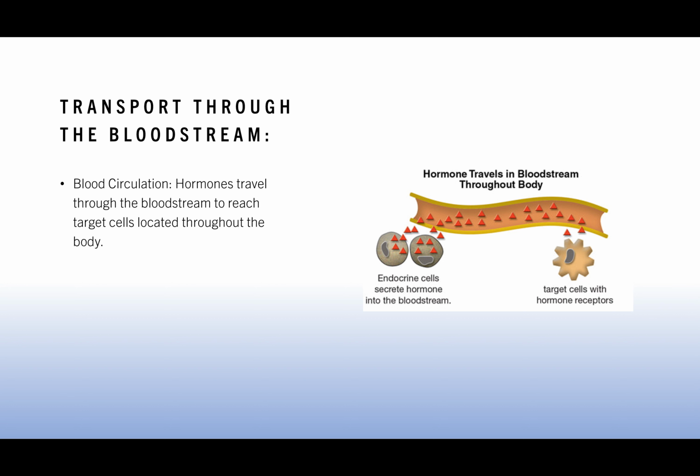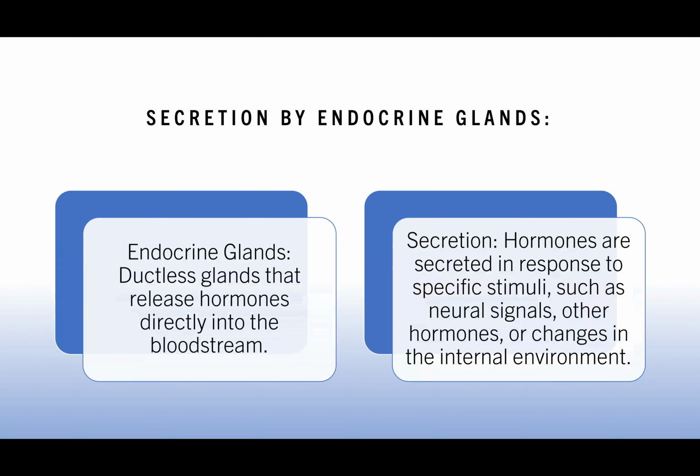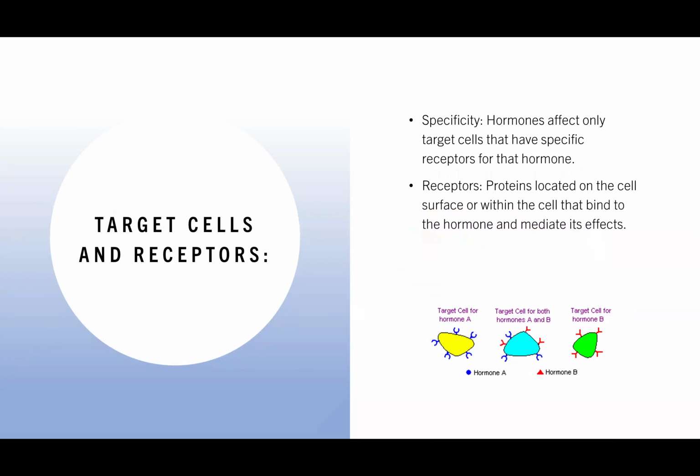Transport through the bloodstream: we know that hormones travel through the bloodstream, so it actually takes longer than nervous responses, but they tend to be much stronger than nervous responses. We're going to be looking at that. Hormones travel through the bloodstream to reach the target cells located throughout the body. So these are the simple principles of the endocrine gland, specifically how they work. This is what we're talking about.